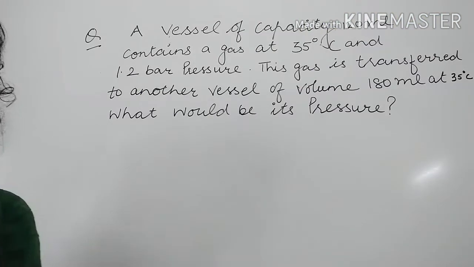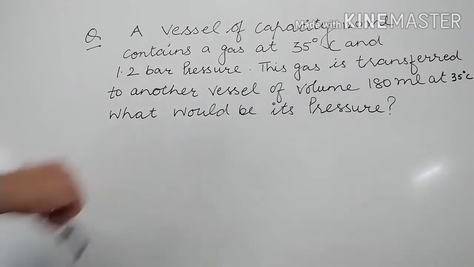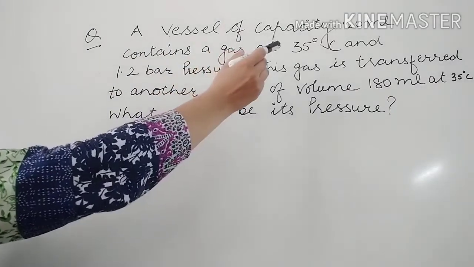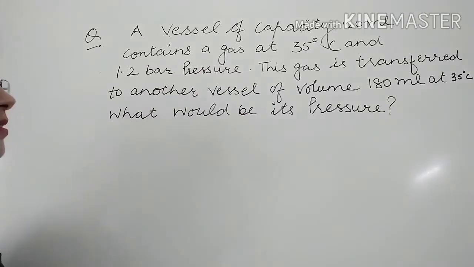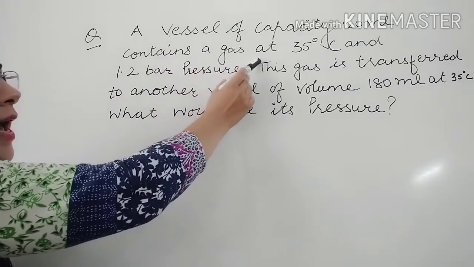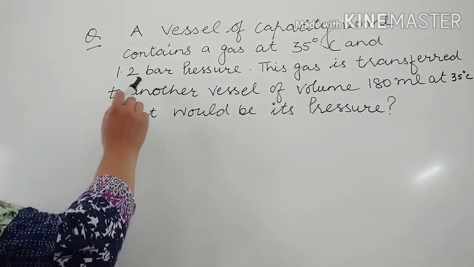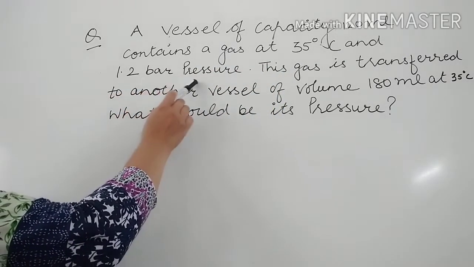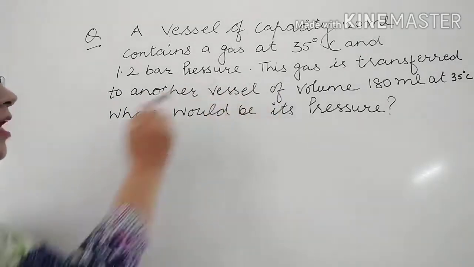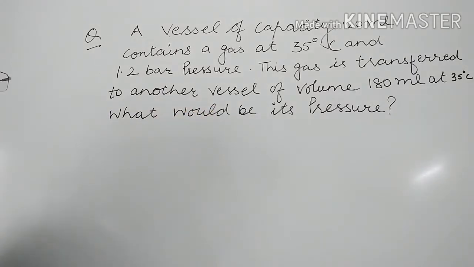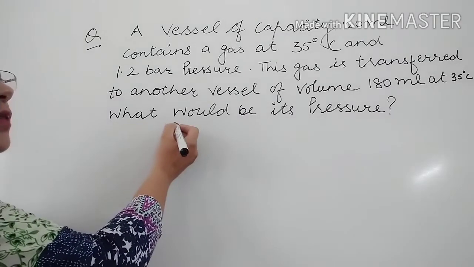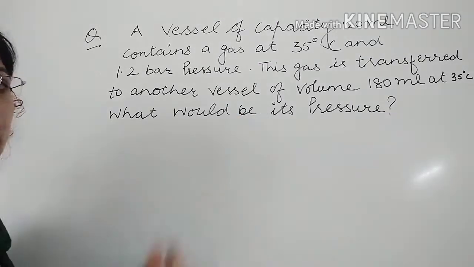Now see the numerical problem related to Boyle's law, and the statement is: a vessel of capacity 120 ml, here 120 is the volume of the vessel, contains a gas at 35 degrees Celsius and 1.2 bar pressure. This gas is transferred to another vessel of volume 180 ml at the same temperature. We have to find the pressure of this vessel.